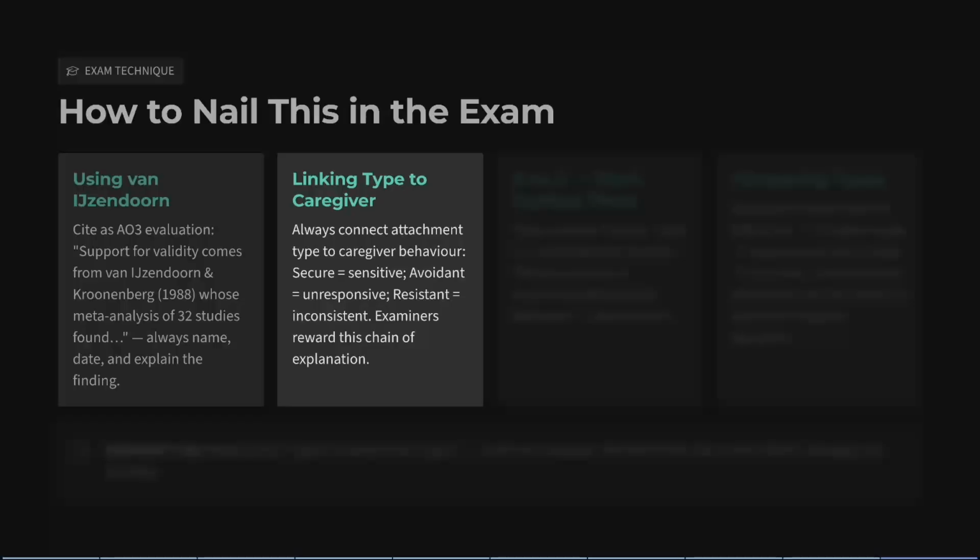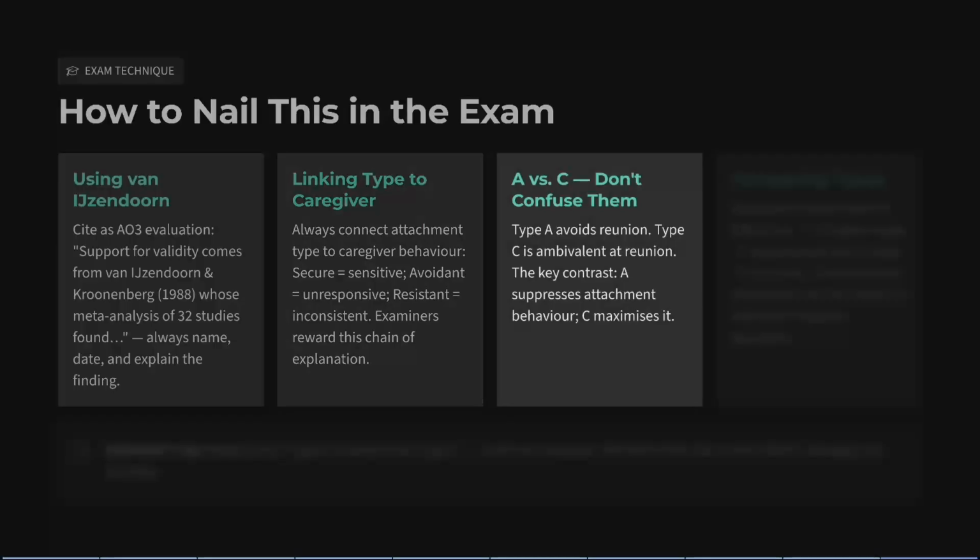Avoidant attachment, consistently unresponsive caregiving. Infant learns attachment behaviour is futile, suppresses need. Resistant attachment, inconsistent caregiving. Infant cannot predict availability, maximizes attachment behaviour. Always complete the chain. Don't just describe the infant's behaviour as secure, avoidant, or resistant, but explain the caregiving context that produced it.